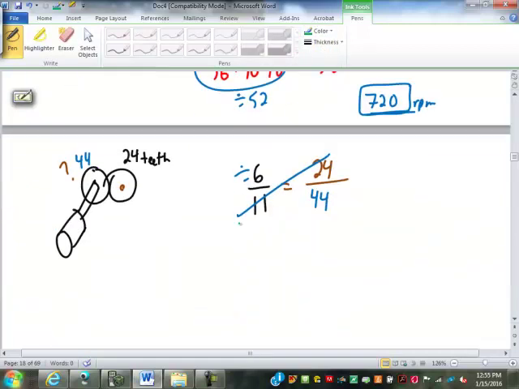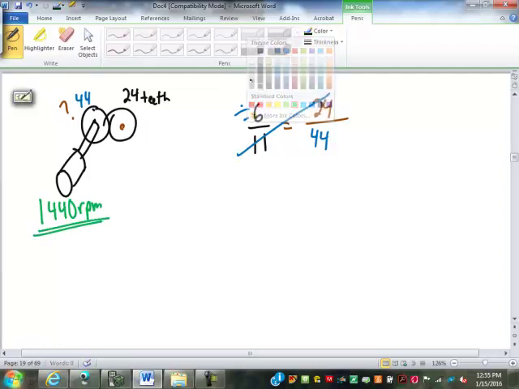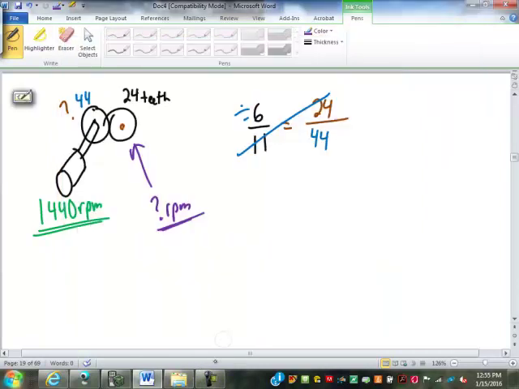Well, try this one in your notes. If the motor is turning 1,440 RPM, how many RPM is this gear turning? Find that one in your notes quick. What did we get for it? 2640.